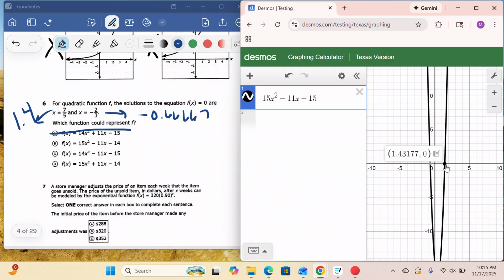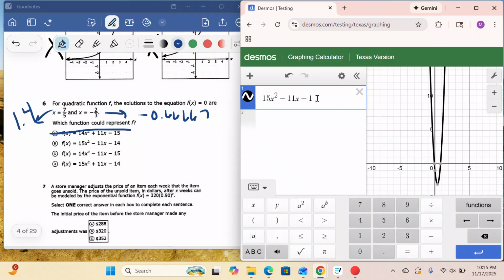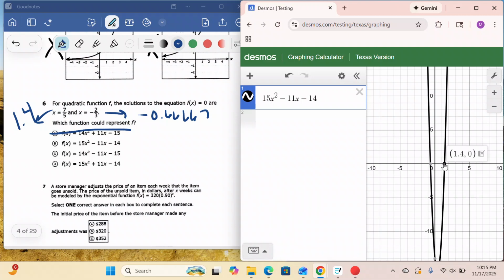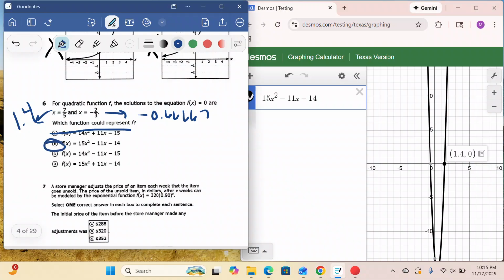So my zero here is 1.43, and for my other zero, I forgot to put 14. Sorry, I inputted it wrong. That's why it's important to be very careful to input it correctly: 15x squared minus 11x minus 14. Now I've got the correct zeros. 1.4 is one, and my second zero is -0.66667. So this is my correct answer, letter B.